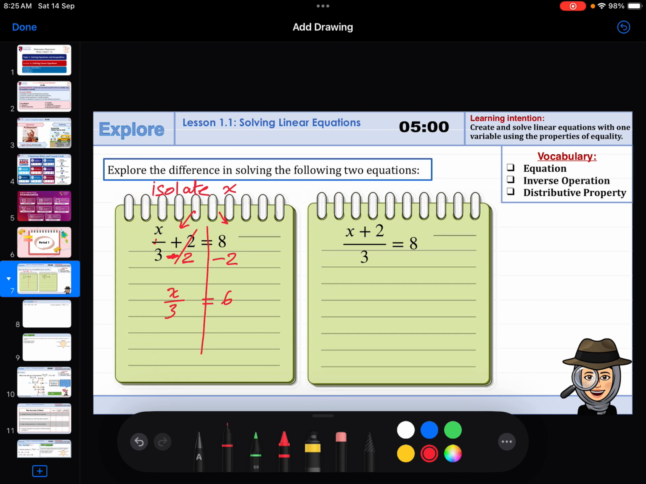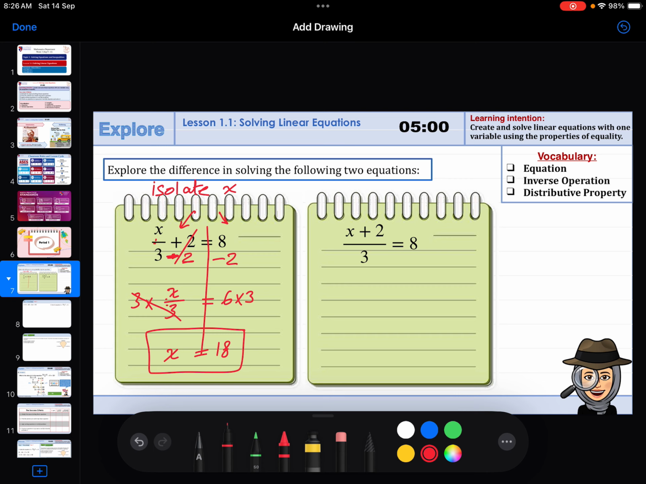Now from here I can proceed by isolating the x by cancelling the 3. To cancel the division by 3, the inverse operation that I will use is multiplying by 3 on both sides. Now the 3 is cancelled. x alone equals 6 times 3, which is 18. Of course, you can check your answer by substituting the x with 18 and checking whether it ends up being 8 altogether. Okay, we're done with this equation.